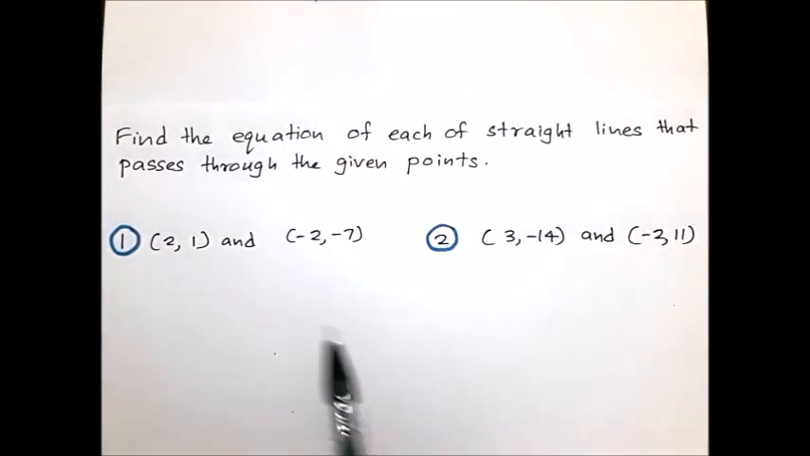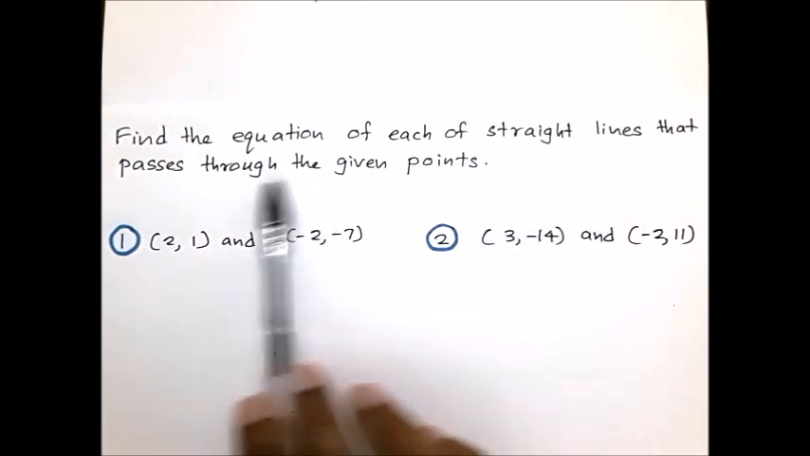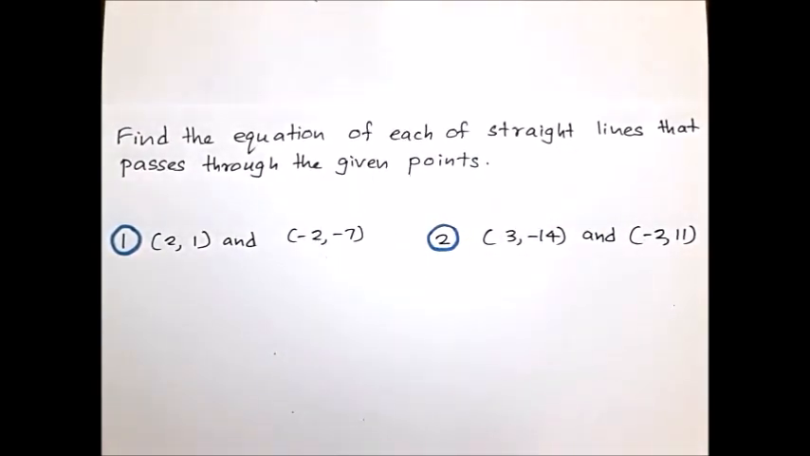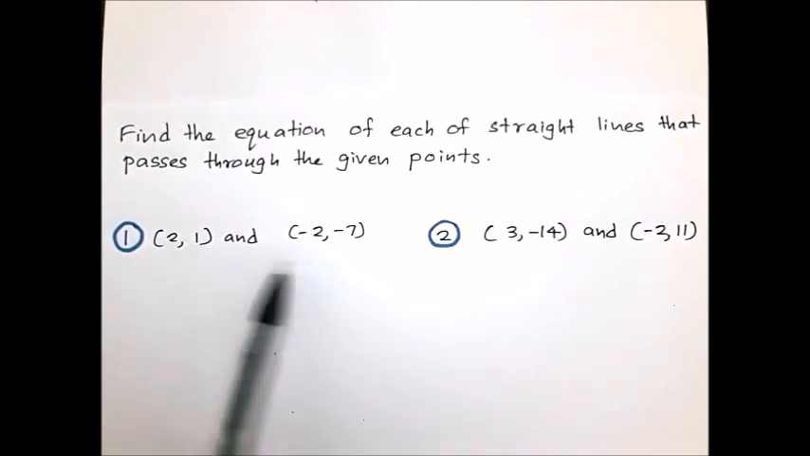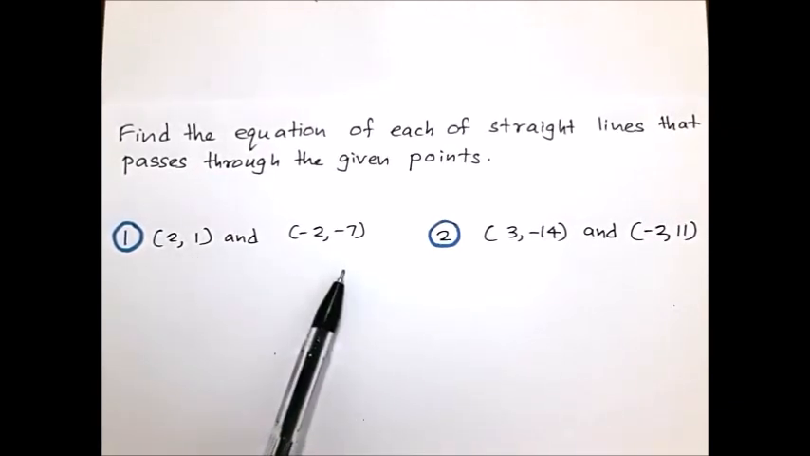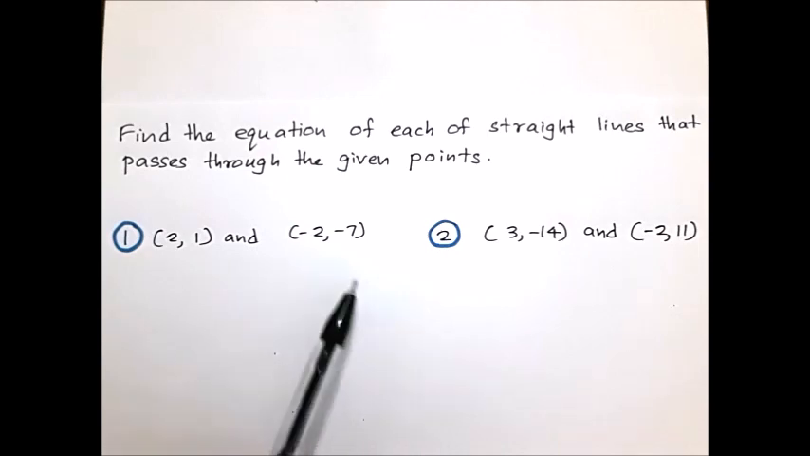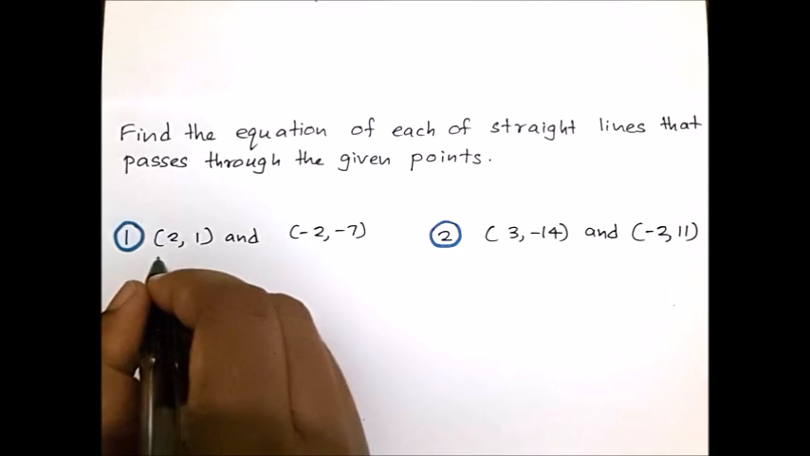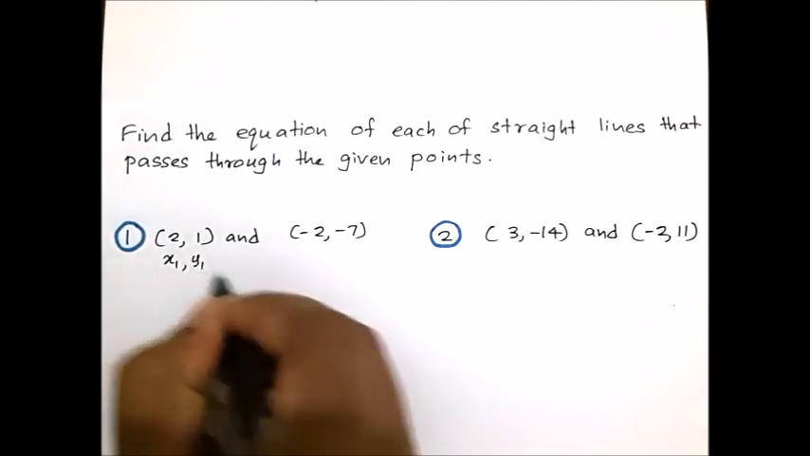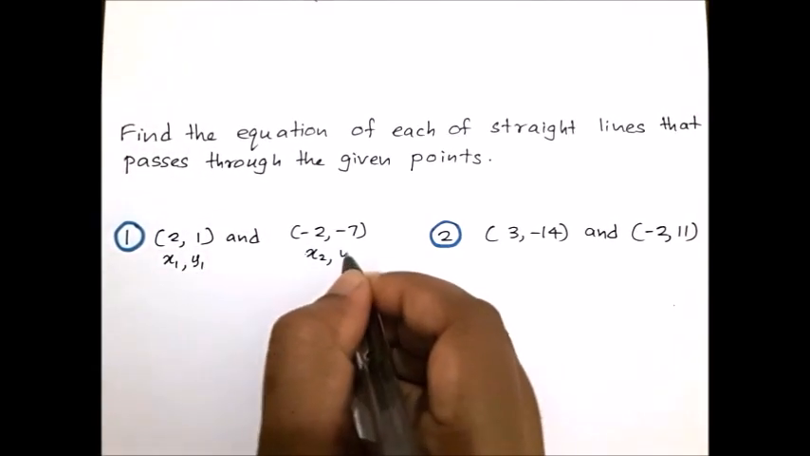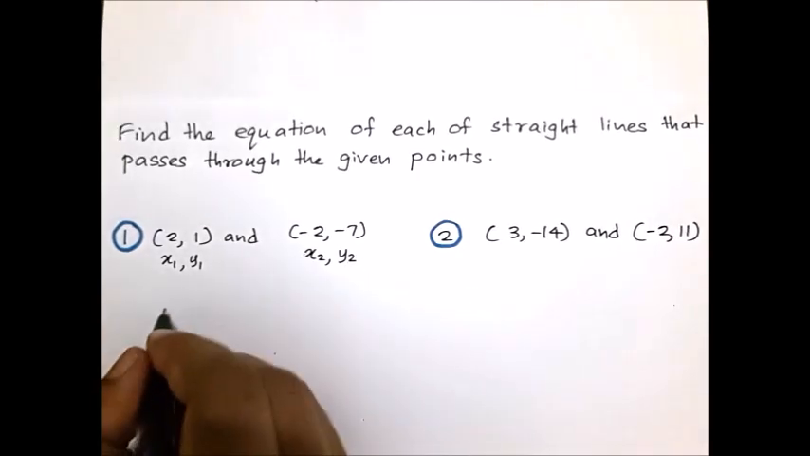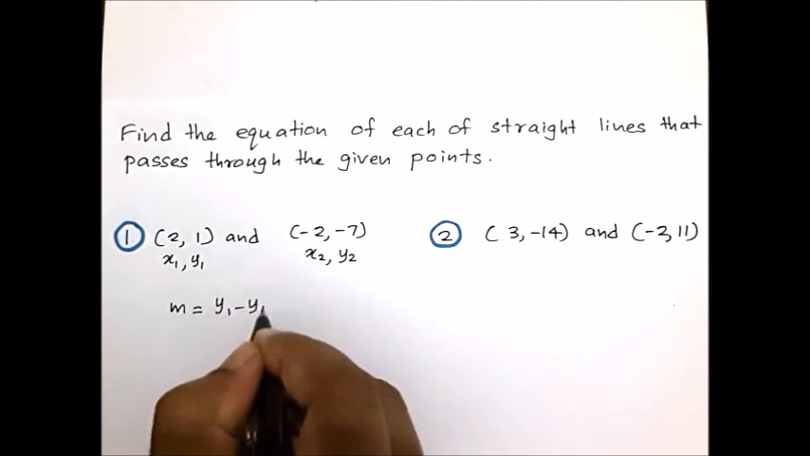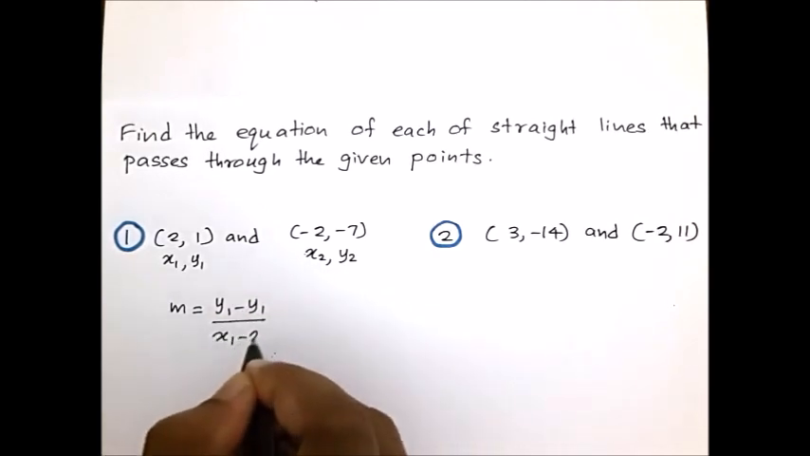Next question. Find the equation of the straight line that passes through the given points. Here coordinates of 2 points are given. Using coordinates of these 2 points, you have to find the equation of the straight line in the form y equals mx plus c. I am going to take this coordinate as x1, y1. Take this as x2, y2. You can find the gradient: difference of y coordinates divided by difference of x coordinates.